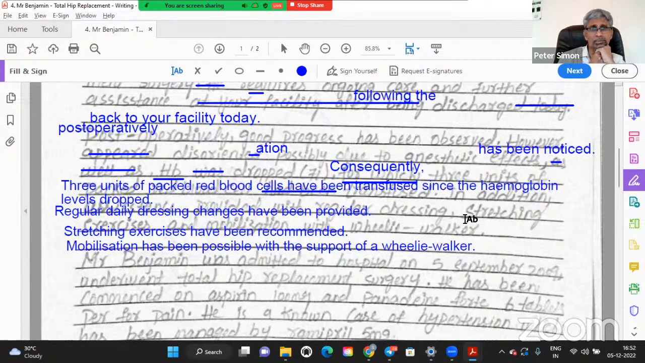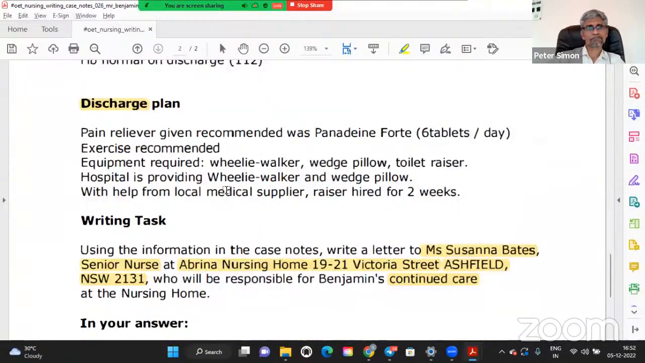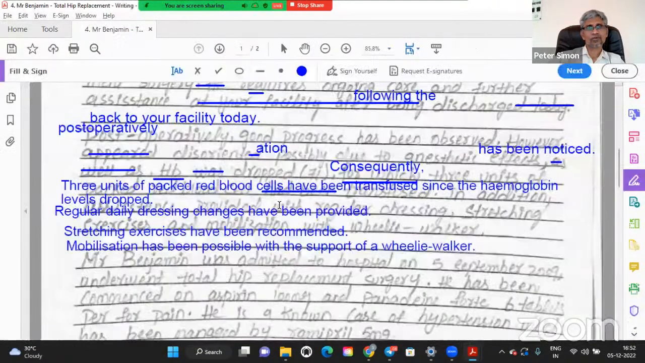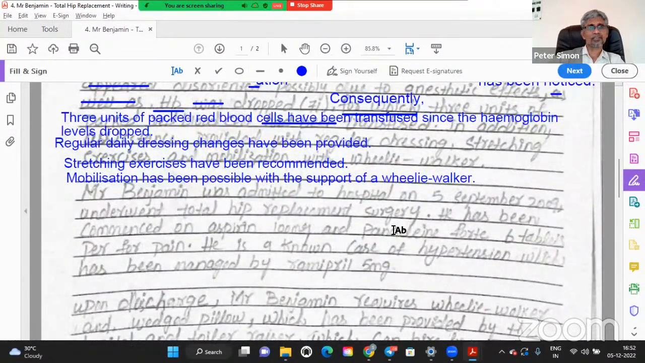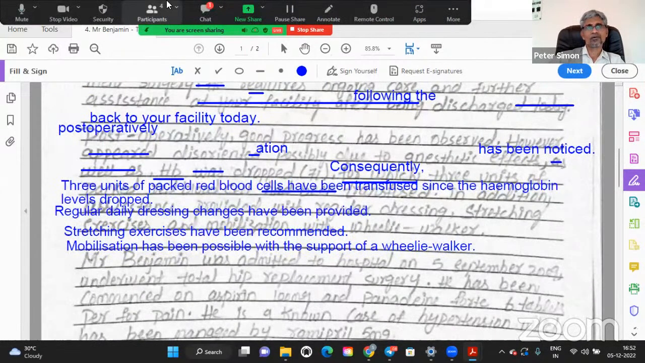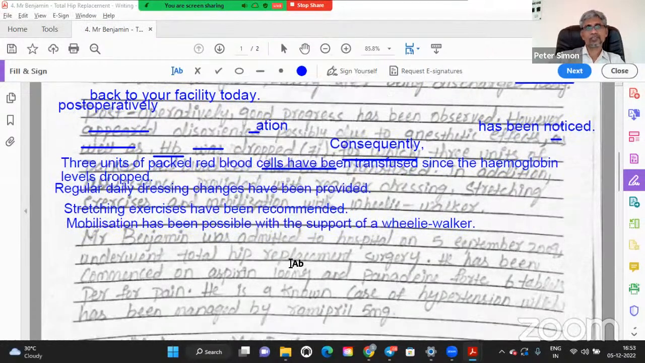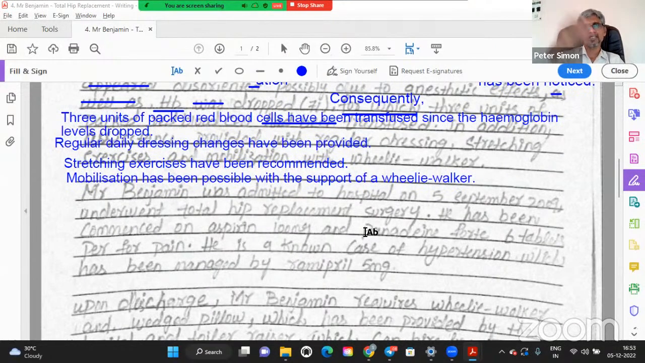What are you doing here? Post-operatively is over, and now we are talking about this, was admitted. Why like this? First, which is right to be written? This should have gone earlier. This first admission to hospital should have gone earlier. Upon admission, first paragraph; post-operatively, next paragraph; upon discharge, third paragraph. Three paragraphs. Rewrite this one. You have to rewrite this.